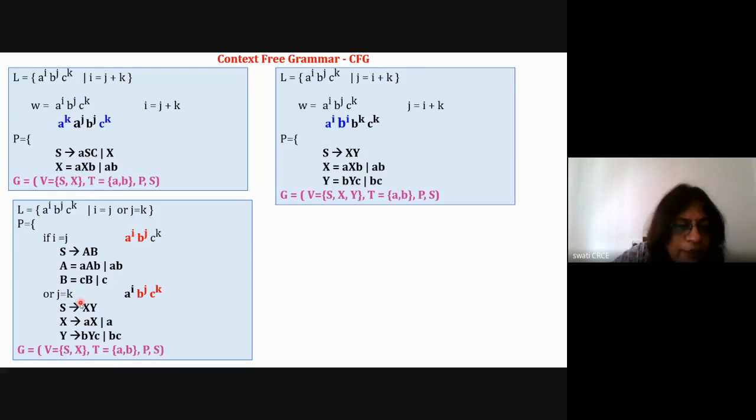Then for J is equal to K, this will be the term that I'm getting. I'm using two different variables X and Y now. So I'll say that S is equal to XY. X will be equal to AX or A and Y will be equal to BYC or BC.